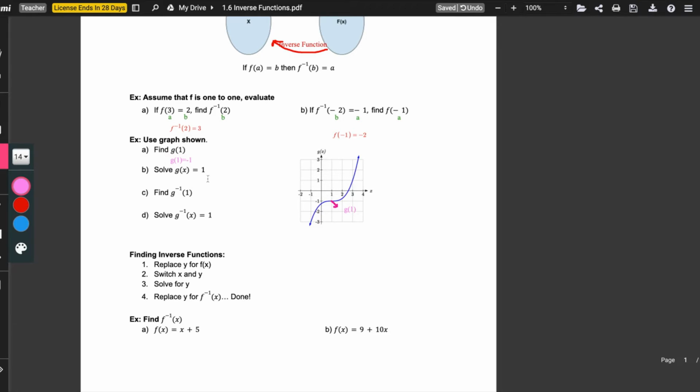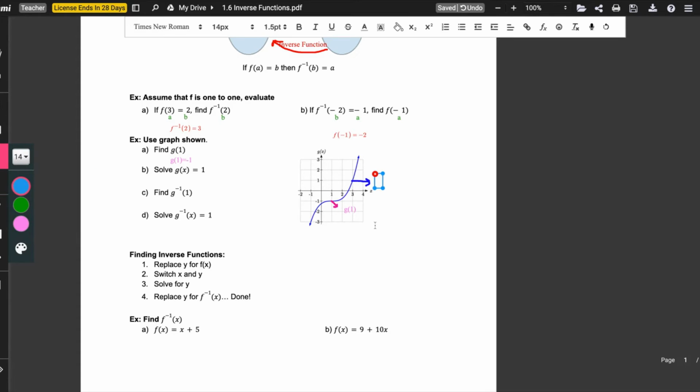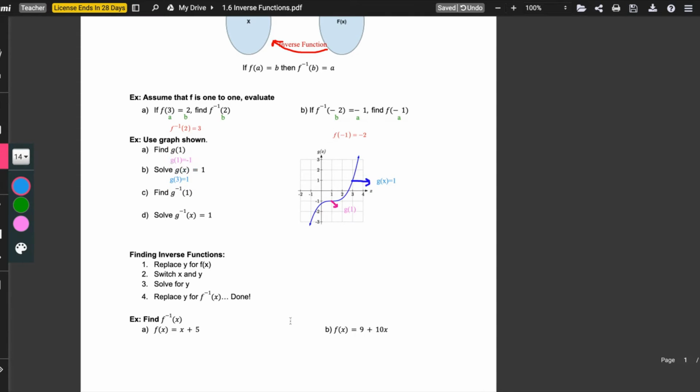Next, I have to find g of x equals 1. So remember, this is trying to find the x value when the output is 1. So looking, 1 is right here, output's right there. Oops, I wanted to use my drawing tool, sorry. Right there. So that means that this is g of x equals 1, which is 3. So then we're going to say g of 3 equals 1. And again, that's just because when x is 3, the output's 1. And that's really all that we're trying to find here.